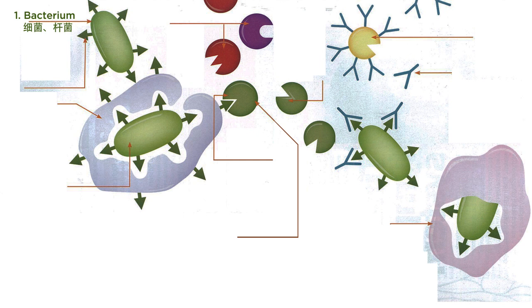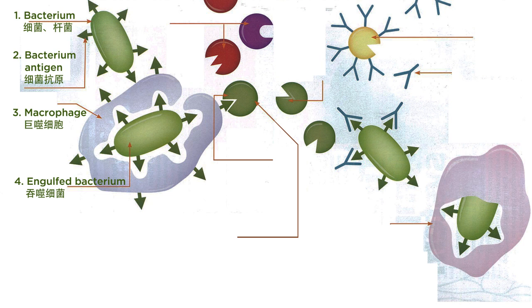Any bacteria that enters your body have characteristic antigens on their surface. These distinctive molecules allow your immune system to recognize that the bacterium is something other than a body cell. Macrophages are white blood cells that engulf and digest any pathogens that they come across. During the initial inflammation reaction, a macrophage engulfs the bacterium.